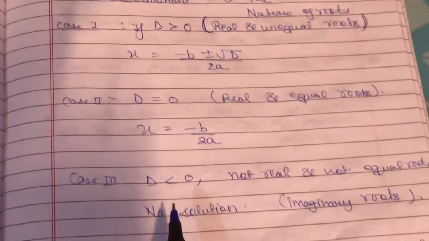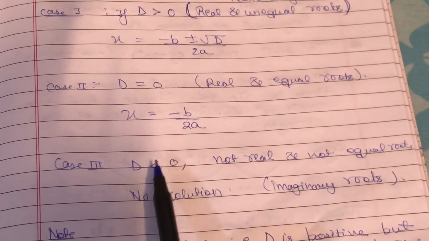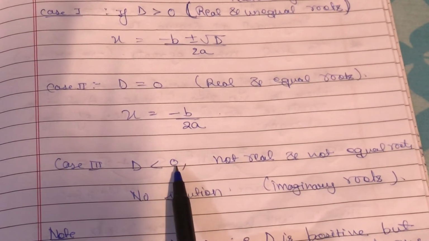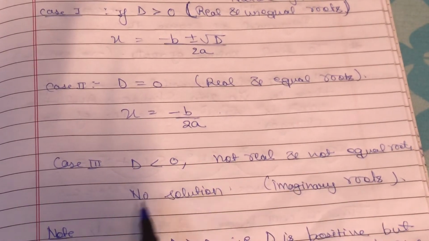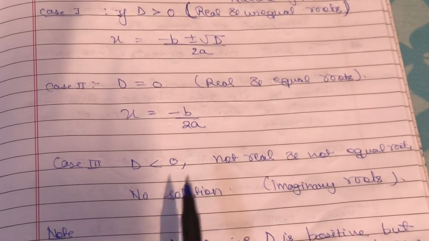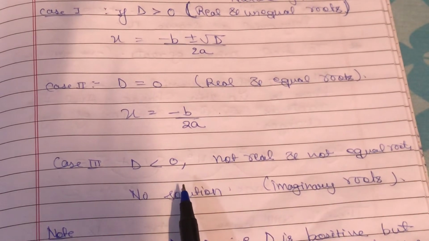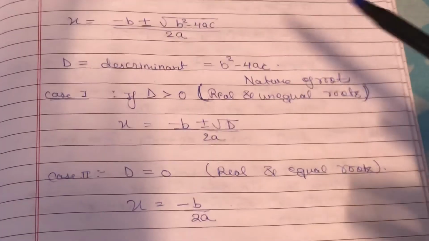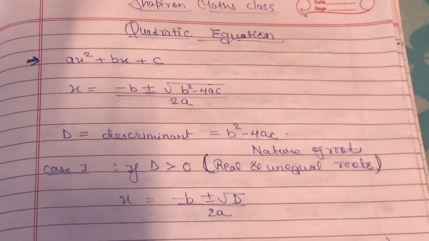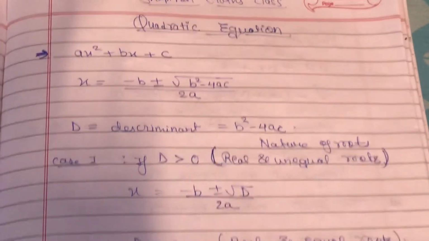Right? And the third case is when D is less than 0, then in that case we'll have imaginary roots and we'll not have any real roots. So there is no real solution to it. So there are basically 3 cases over here. Now these are already in the syllabus. What extra are we getting from Chaperone classes?